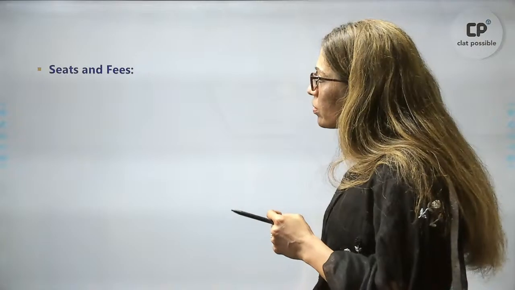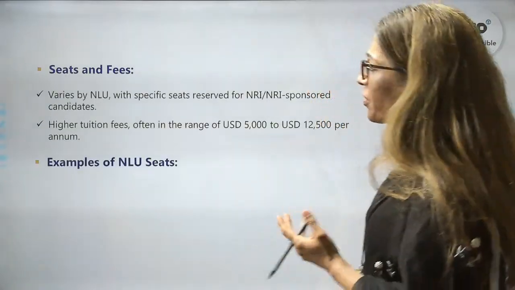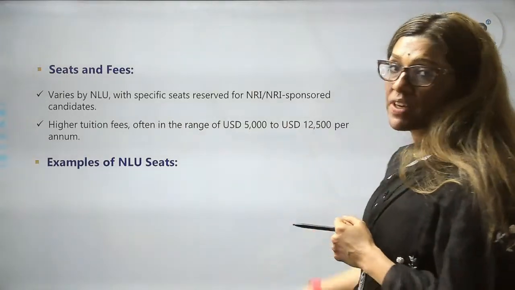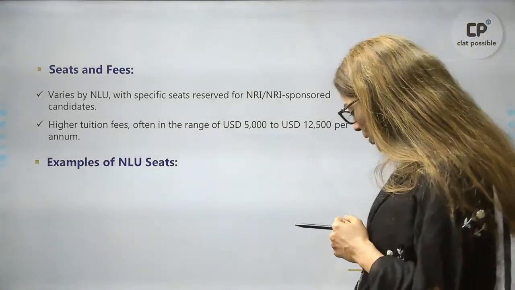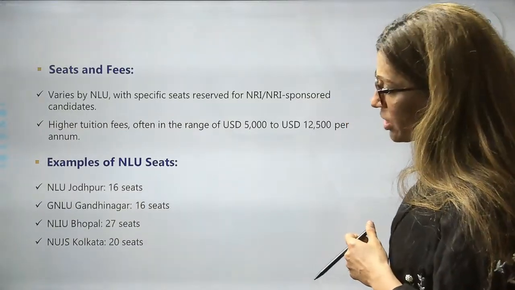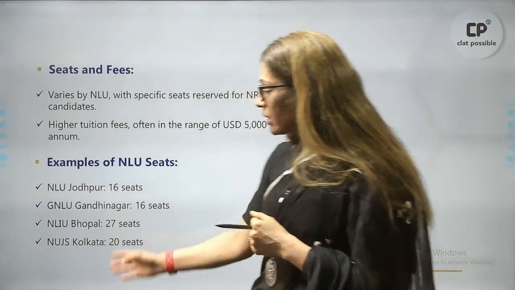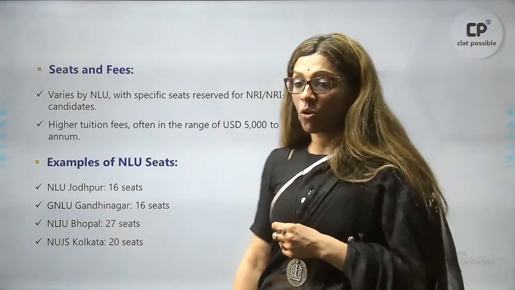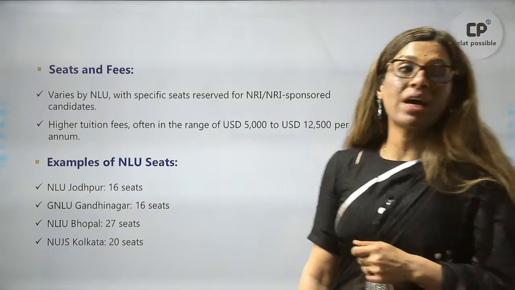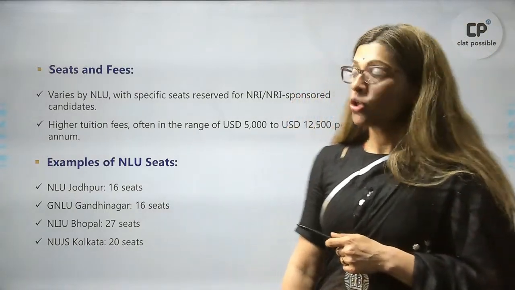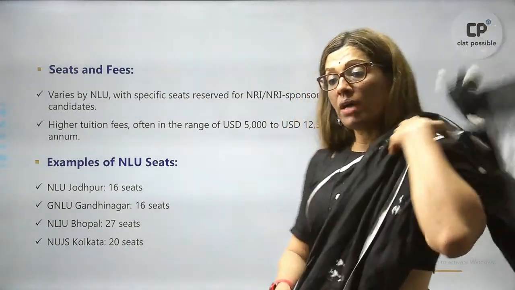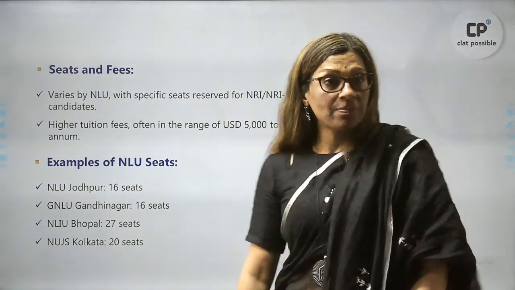So there are almost different seats for different NLUs. And the tuition fees is very, very high. But the top colleges that offer NRI, Kolkata has 20 seats, Bhopal has 27 seats, Gandhinagar has 16 seats, and Jodhpur has 16 seats. So these are the colleges for which the NRI sponsored seats make sense.